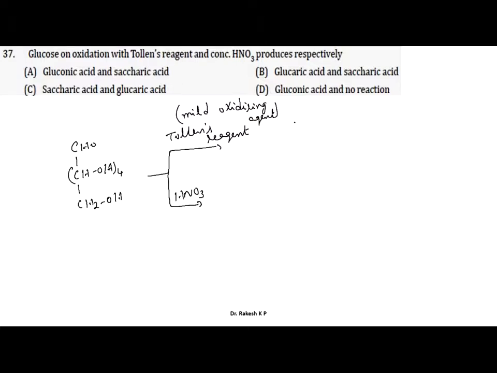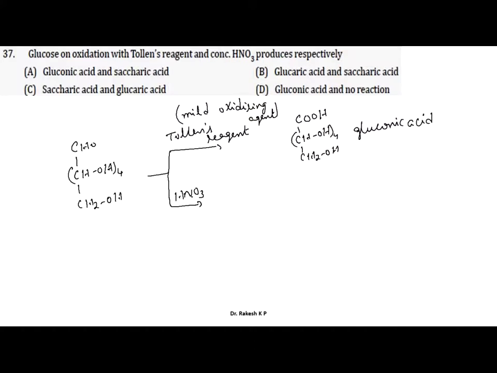Hence, in the first product it oxidizes only the aldehyde, but the rest remains the same. You get the rest the same here, and here we have the CH2OH. So we are going to call this gluconic acid.